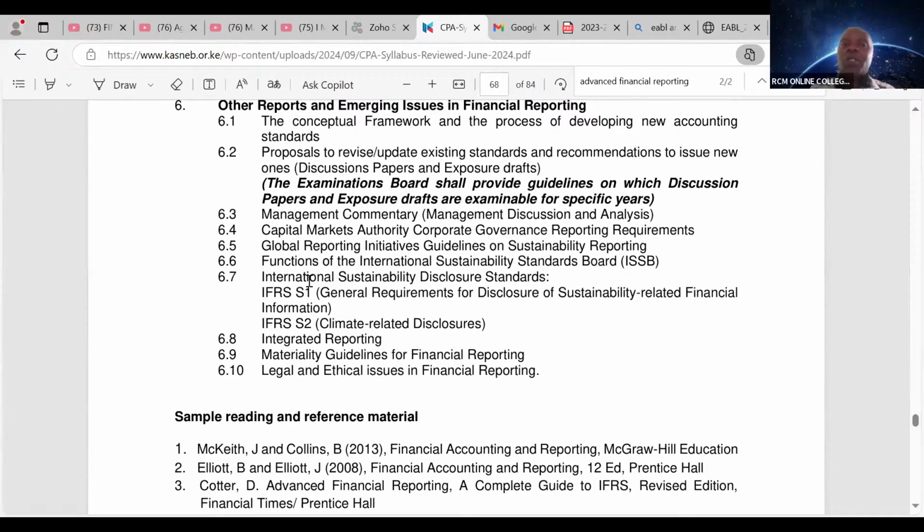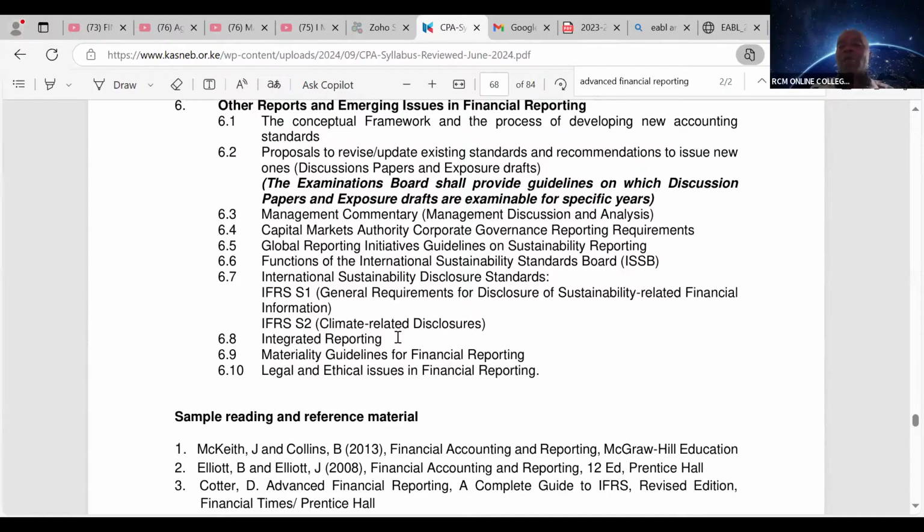So today's session is going to be an easy session, and we're going to look at the various theories underpinning this subject. I'll be looking at topic number 6, other reports and emerging issues in financial reporting. Specifically, I'll be looking at management commentary, that's management discussions and analysis, sustainability reporting, and integrated reporting. We finish those three within an hour, then our class should be able to come to an end.